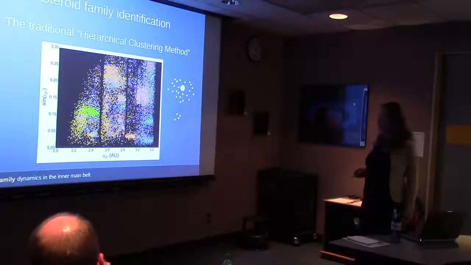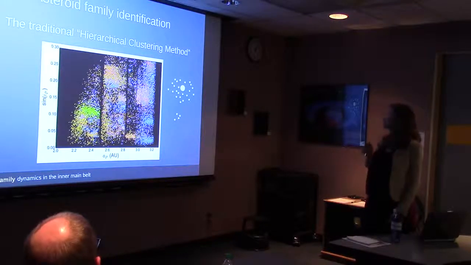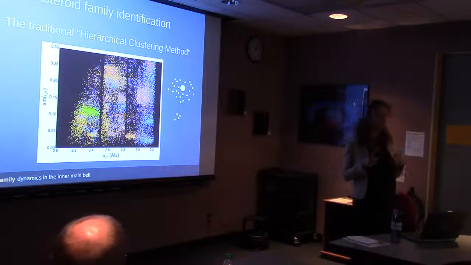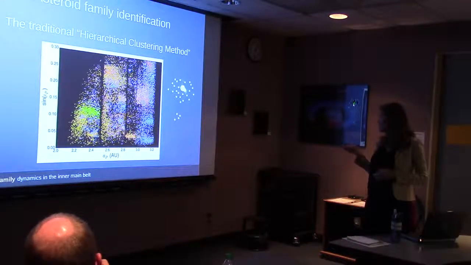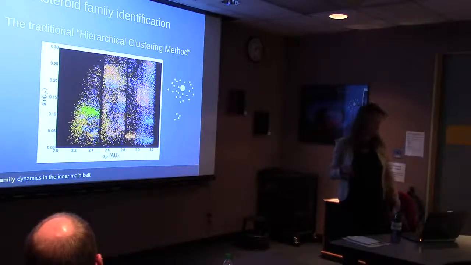Whoops, spoiled my next slide. So you start with a group of asteroids here, and you measure all of their distances from each other in the orbital parameter space. And you notice that all of these are clumped together, and these are not clumped together. And you say, okay, well, maybe they're two separate families.